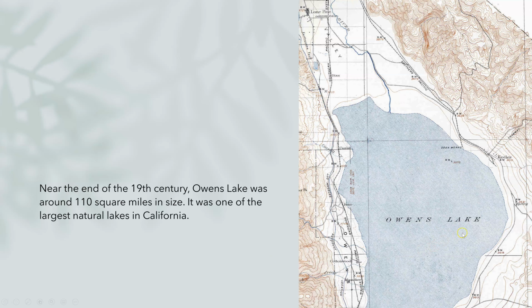So here's a look at Owens Lake as it used to be. So this is in Owens Valley on the eastern side of the Sierra Nevada. So remember, this was the beginnings, so to speak, of the Basin and Range province here. So near the 19th century, Owens Lake was around 110 square miles in size, which is a very big lake. And it was one of the largest natural lakes in California. So this lake was not dammed. This was a natural lake that was being fed from the snowmelt off the Sierra Nevada.